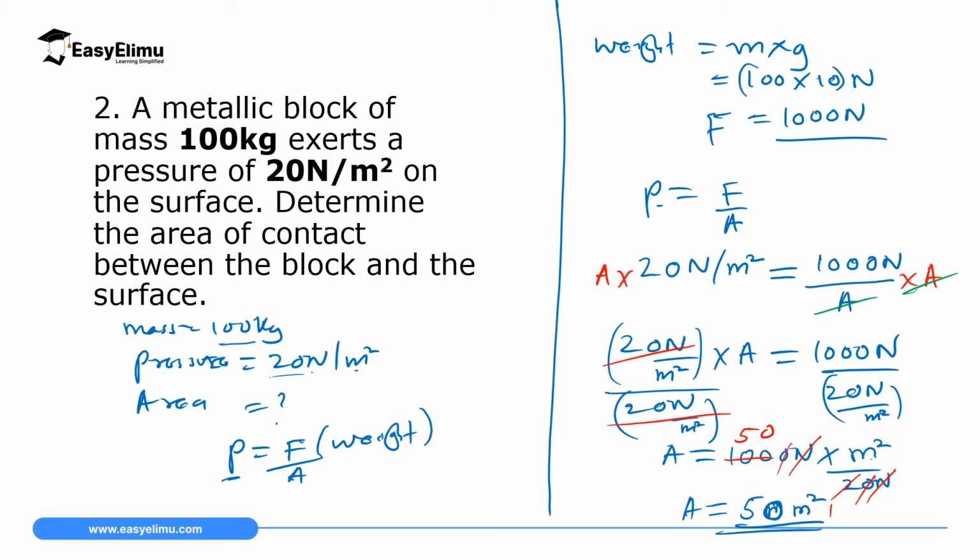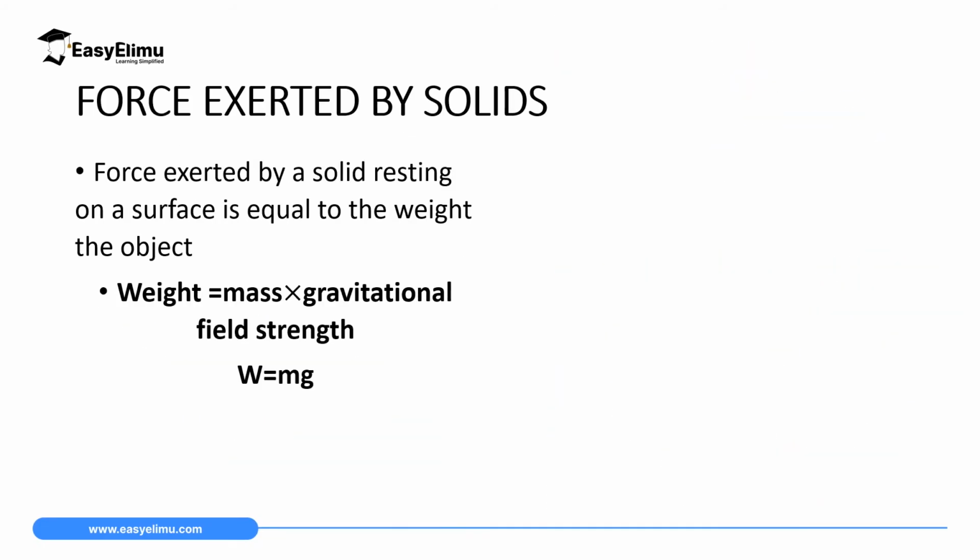So in that case, the first thing you do, you convert the mass into weight, where you multiply by gravitational field strength, which is 10. Then you use that one as a force. Then area is what you are looking for. You have pressure, and then you solve it slowly, and then you get your answer as 50 square meter. So this is just a reminder of what we have been discussing, that whenever you want a force of a body or of a solid resting on a surface, you only need to get its weight.